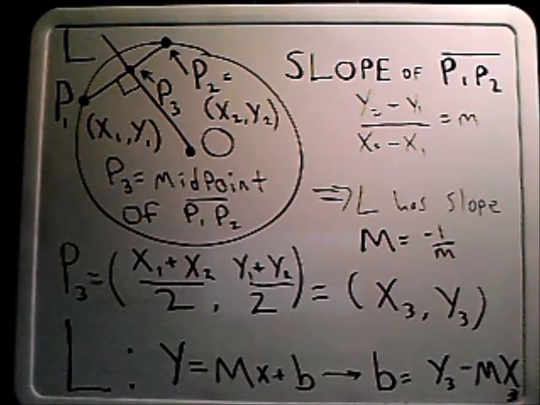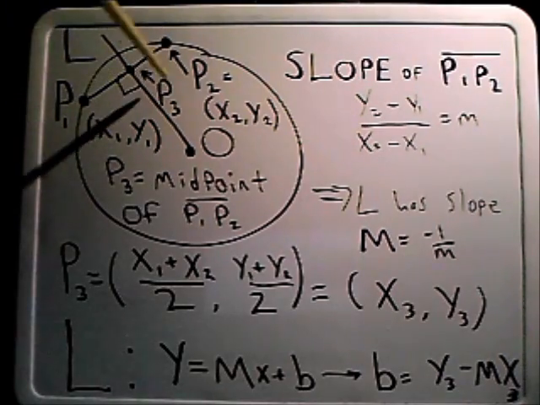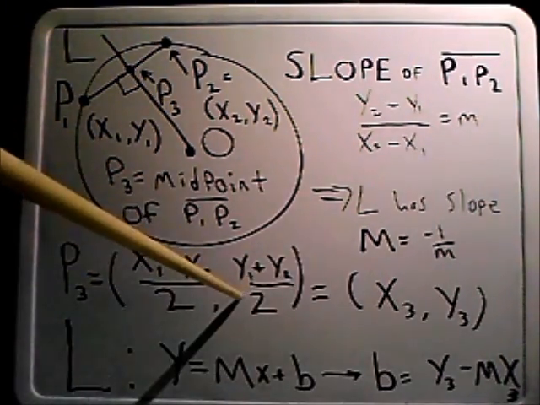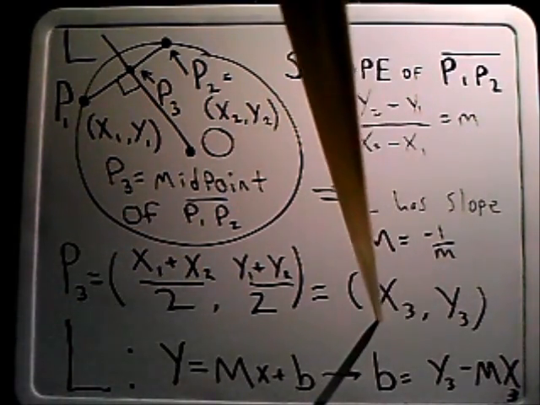Now, the secret to this question is to figure out the equation of this line L, where L is the line that intersects the midpoint of P1, P2, and is perpendicular to the line P1, P2. So, in order to figure that out, first we're going to calculate P3. P3 is the midpoint of P1, P2, and we can simply find that by taking the averages of the x coordinates and the averages of the y coordinates, and that's our ordered pair P3 with given coordinates x sub 3, comma y sub 3.